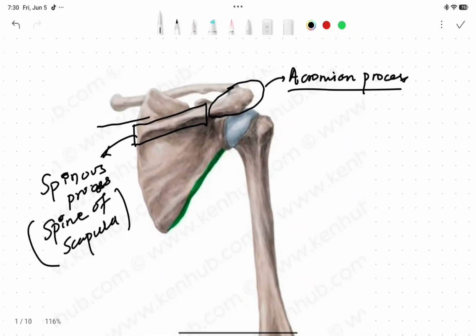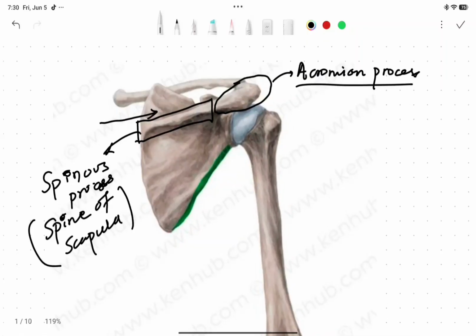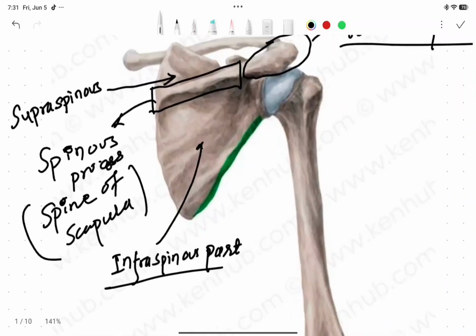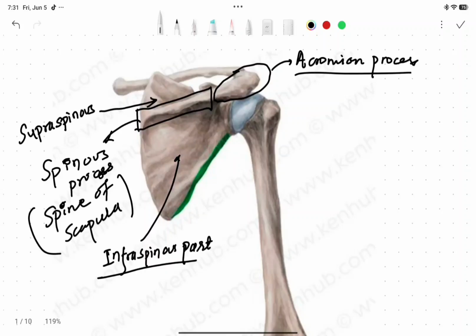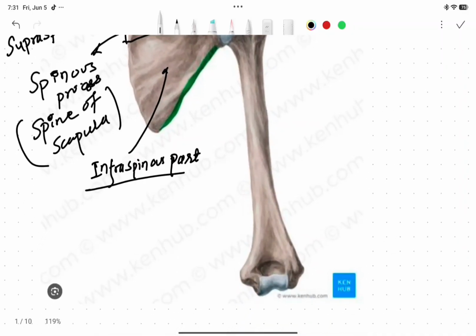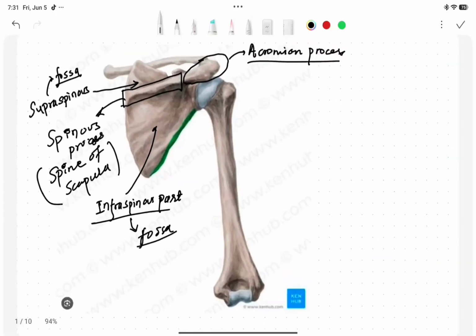That is the superior part. The superior part above the spinous process is known as the supraspinous part, and the part below the spinous process is known as the infraspinous part. In the supraspinous part and the infraspinous part, there is a depression called the supraspinous fossa, and there is another depression in the infraspinous part, that is the infraspinous fossa. Okay, so supraspinous and infraspinous fossae.